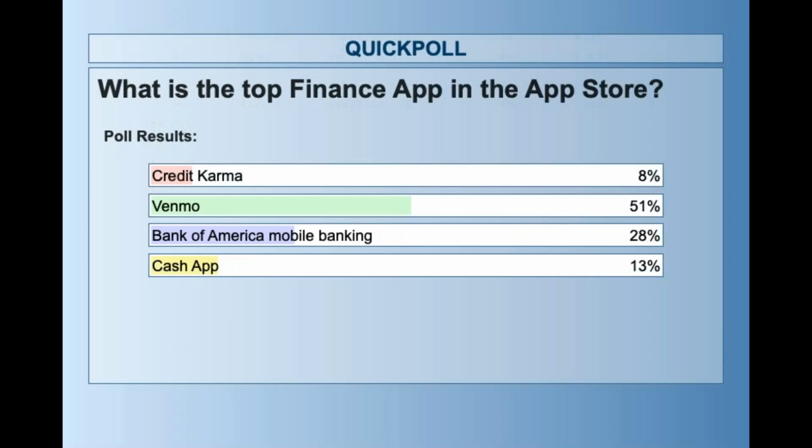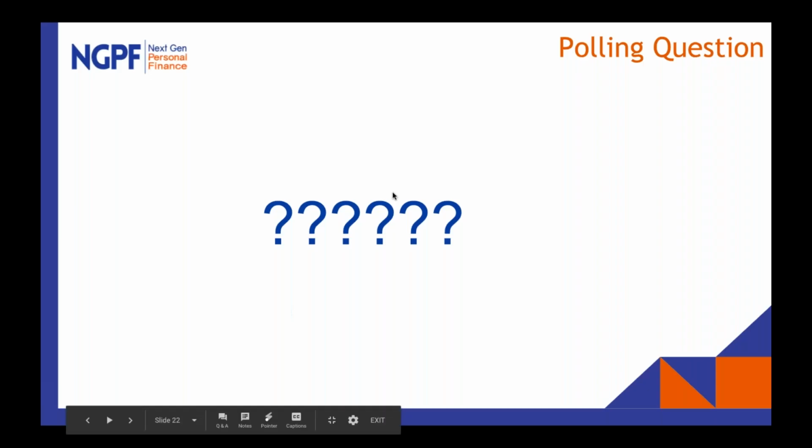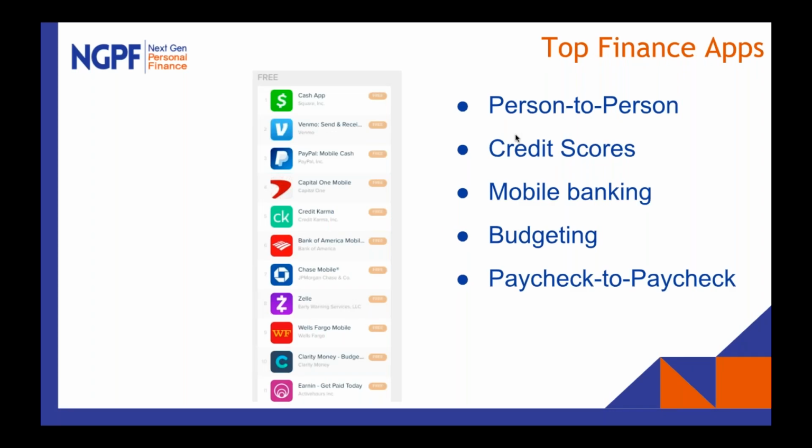All right, most people think Venmo, Bank of America Mobile Banking third, Cash App, and Credit Karma. Let's look at the results. So this is from a website called App Annie, and she gives the ratings from basically the iTunes store. And so the number one top finance app today is Cash App.